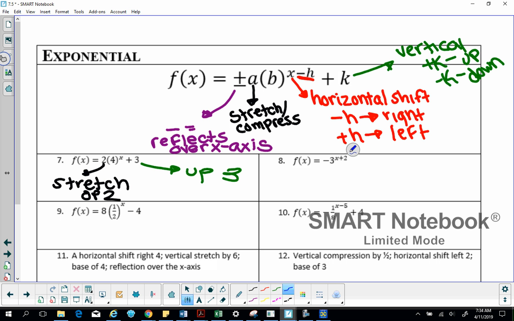Damon, did you get the first one? No. Michael, did you get the first one? Yep, reflects over x-axis, so that's the first one. That negative. Cool. And what does the 3 mean? Actually, sorry. What does the 2 mean? Perfect. Shifts left 2.